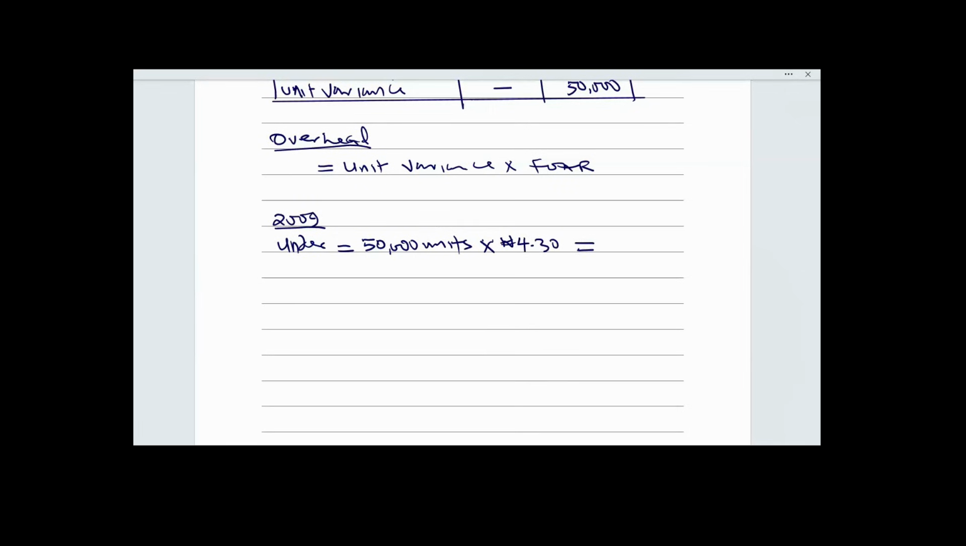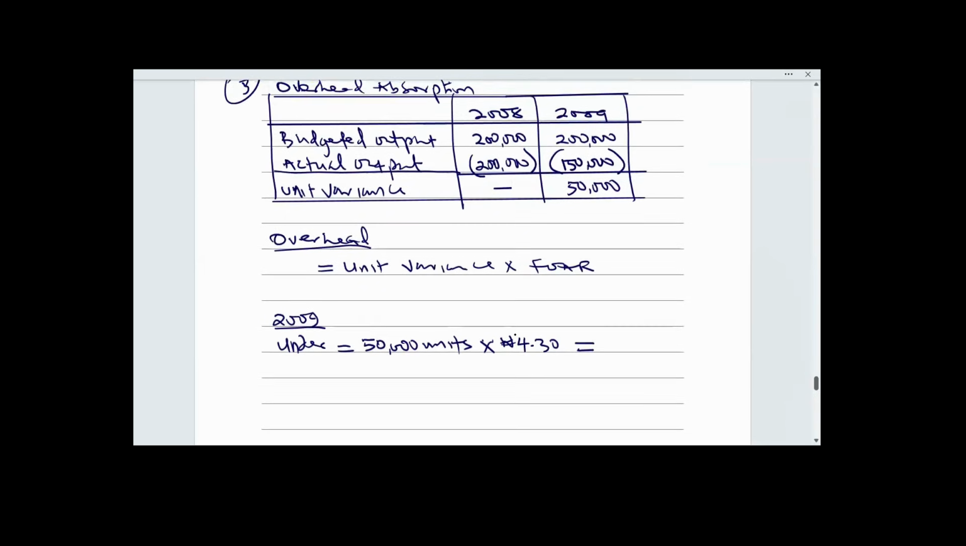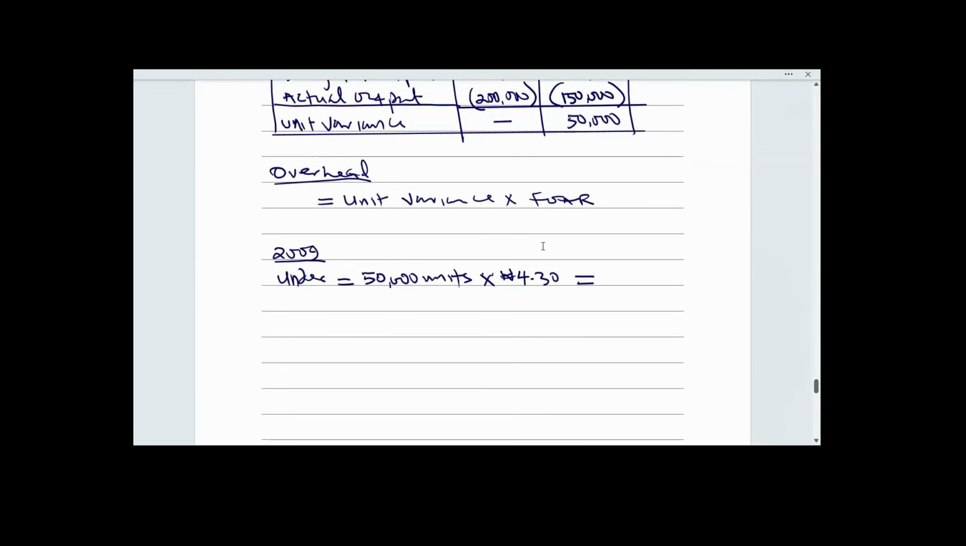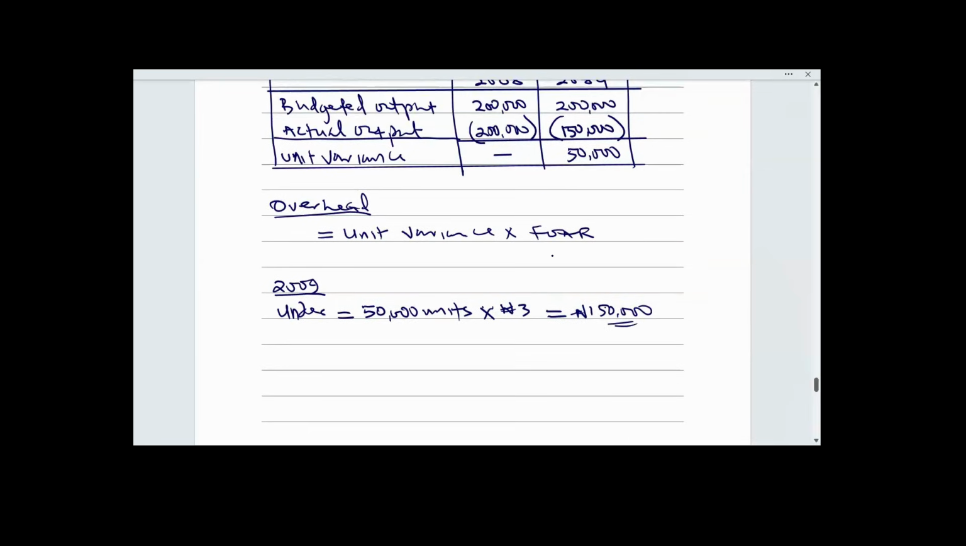So give it to me. What do you have here? 215,000. Sorry, is it 4.3 or 4 naira? Sorry. Fixed overhead absorption rate is 3 naira now, isn't it? Yes, so 3 naira. It should be 3 naira, not 4. Variable cost is 4.3. So here will be 150,000 naira. Okay. So in 2009, we have under absorbed.